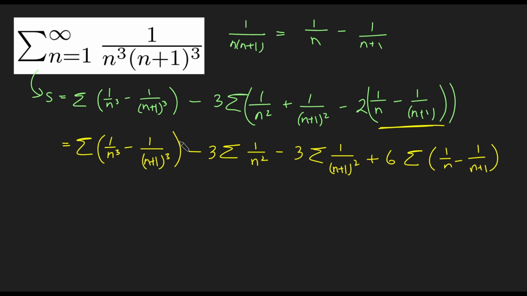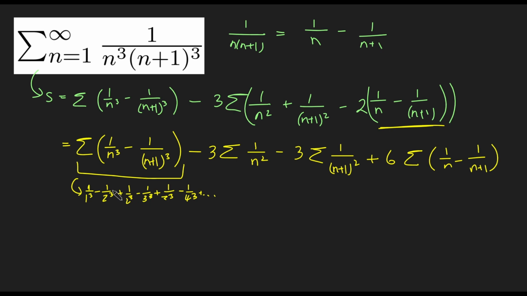Let's look at this first one here. This is 1 over n cubed minus 1 over n plus 1 cubed. This is just a method of differences sum. So if I just focus on this for the time being, if we plug in n is 1, that's going to be 1 over 1 cubed minus 1 over 2 cubed. And if I plug in n is 2, I get plus 1 over 2 cubed minus 1 over 3 cubed. If I plug in n is 3, that's 1 over 3 cubed minus 1 over 4 cubed, and so on.